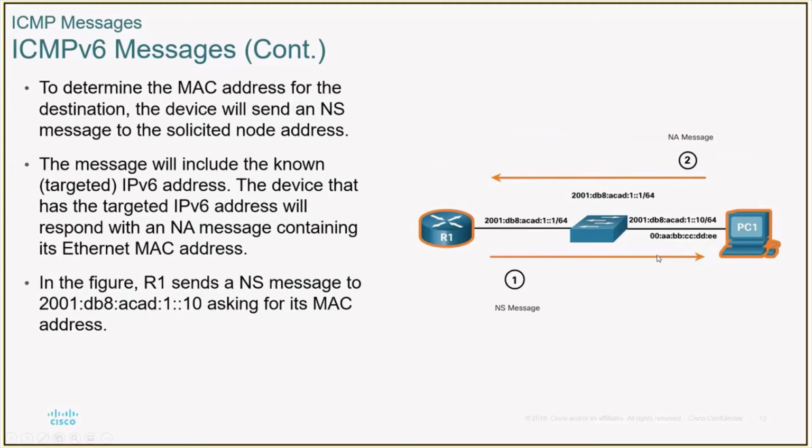Okay, so more ICMP messages. To determine the MAC address for a destination, the device will send a neighbor solicitation message to the solicited node address. And so the message will include the known target IPv6 address, and the device that has the targeted IPv6 address will respond with the neighbor advertisement message containing its MAC address. And so basically this is what ARP was for IPv4. This neighbor solicitation is, of course, what happens in IPv6.